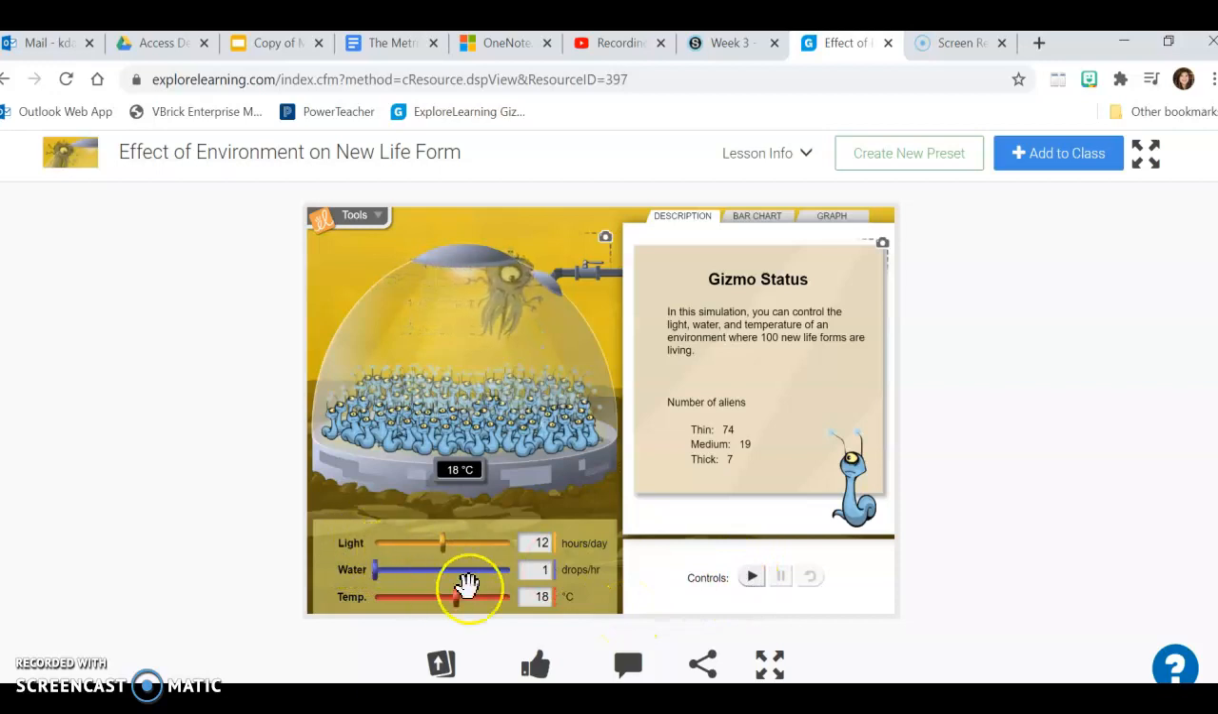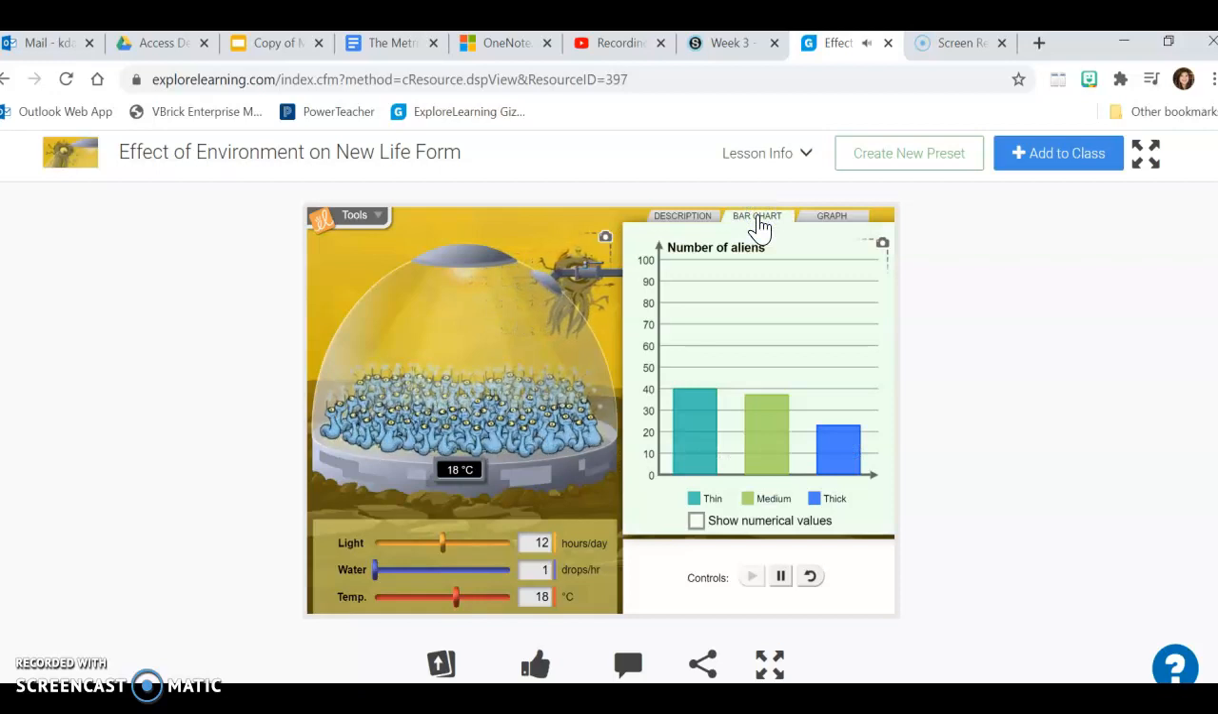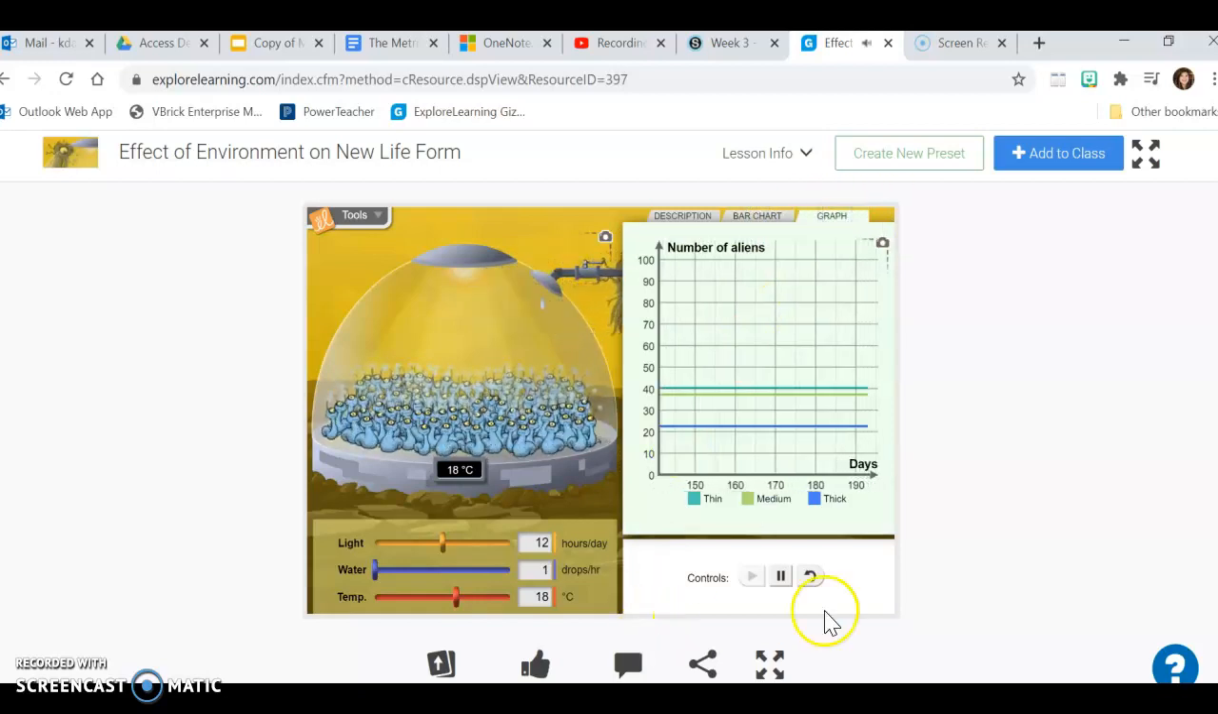And once you have it set the way you'd like, you will hit play and you'll watch the numbers change. So what we're measuring here is the size of this new life form. They are either thin, medium, or thick, and you can notice that change as the simulation plays out. You also have the option to view the results or the data in a bar chart form or in a running graph form. So this would be the days or the time, and this would be the number of aliens. And you have a different line for the different size aliens.